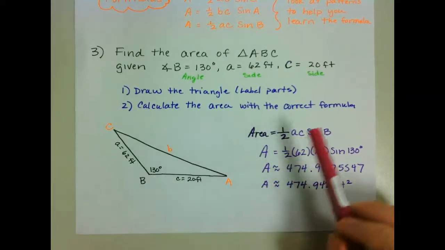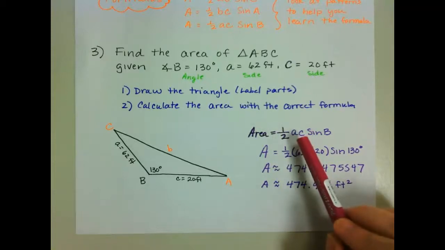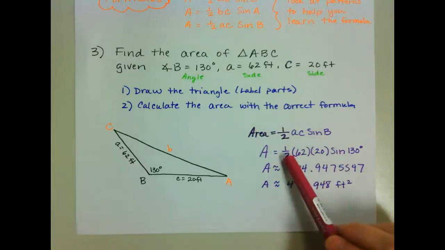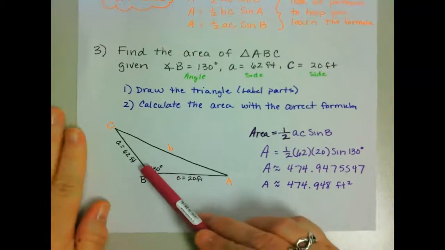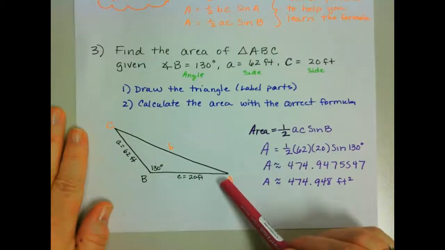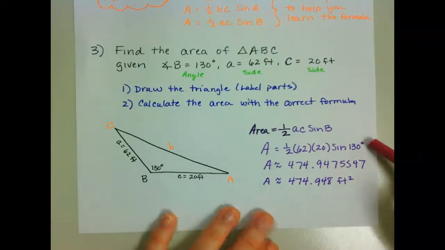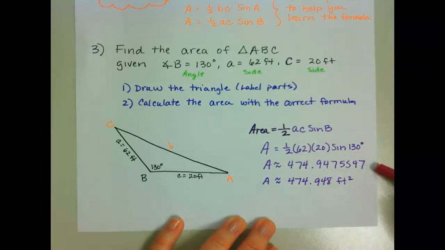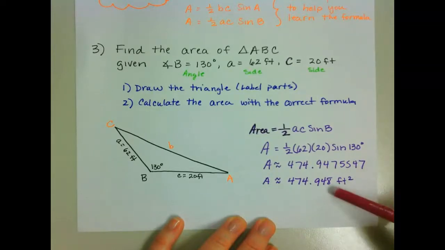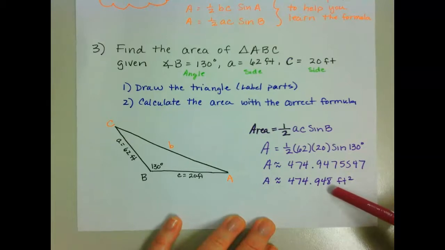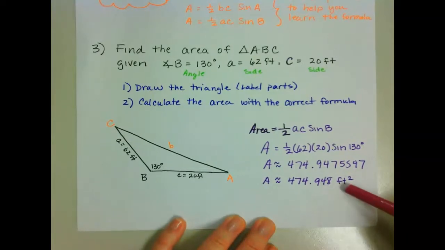All right, so technically I'm taking 1/2 side A times C sine B. So 1/2, 62 is side A, 20 is side C, and then sine of 130 degrees. So when I calculate that on my calculator, it came out to be 474.94755547, and we're going to go to 3 decimal places because that's the standard unless I tell you different. And then remember that all area is in square units. So because this was in feet, this unit measurement has to be in feet squared.